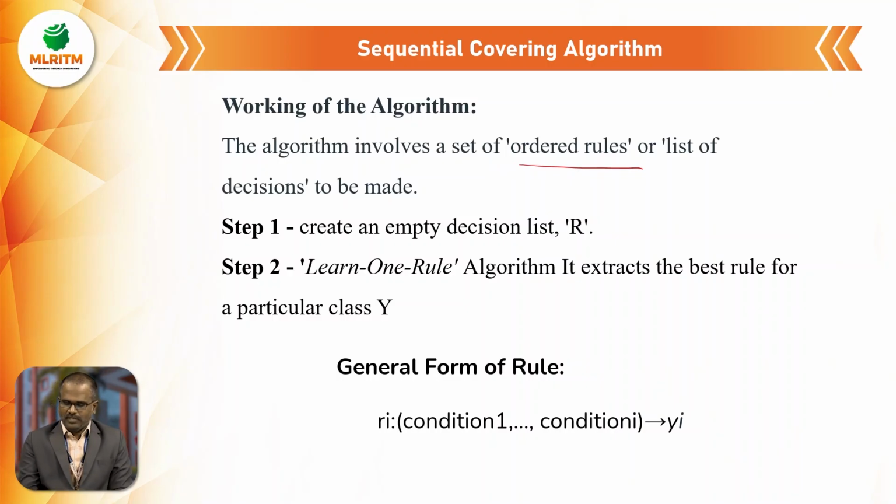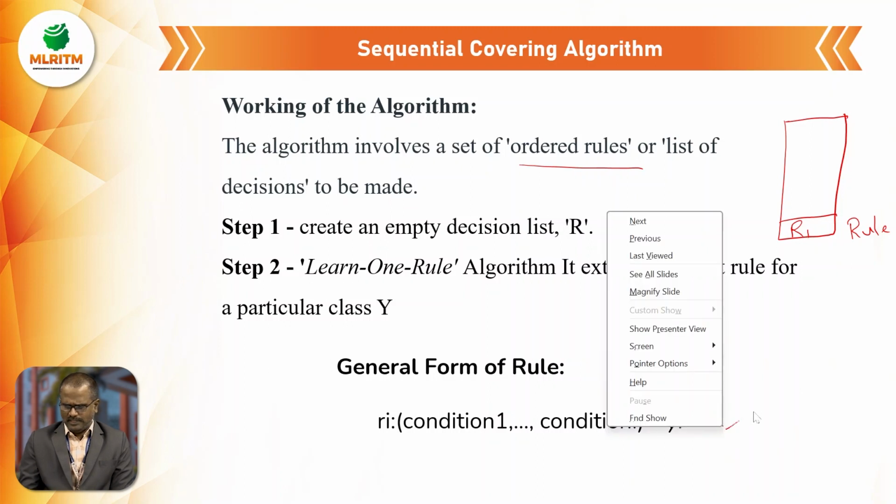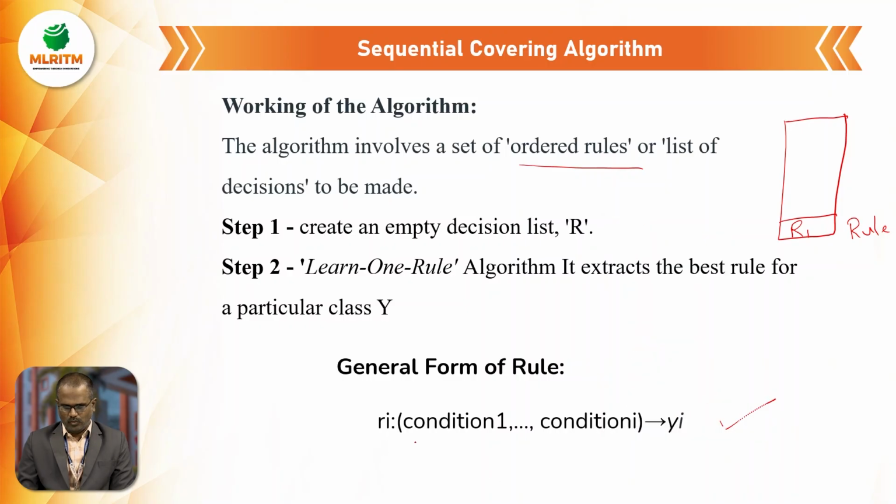Step 1. First of all, we need to take one empty decision rule set. This is the rule set. The learn-one-rule algorithm extracts the best rule for a particular class. After observing the training data, first it learns one rule that is to be placed in the rule set. Generally, the rule is in this form: Rule 1 equals condition 1 and condition 2 and so on, condition n, which belongs to the class label y.